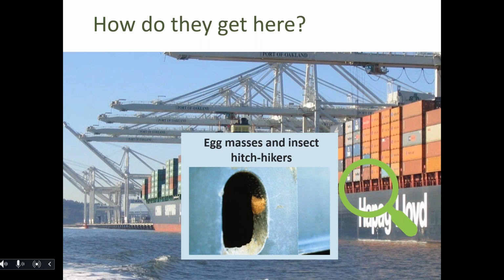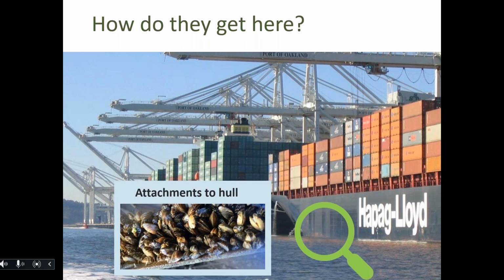Or they can exist as attachments to the hull. Here we have zebra mussel as an example of being stuck to the bottom of the hull of the ship, and when it comes into a new port, those zebra mussels can release veligers and then create new infestations in that new area.